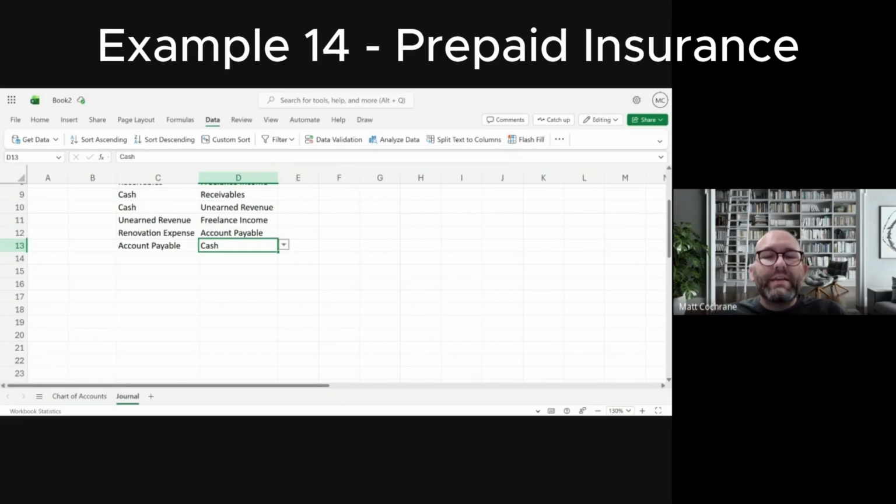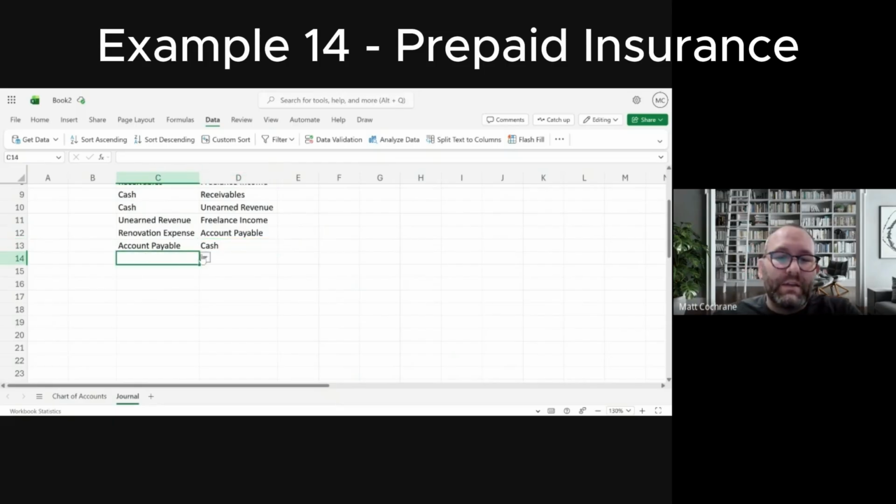Example number 14, a prepaid expense. So in this example, we're going to pay insurance up front. We get a policy, and we're going to pay for this expense all up front. So remember, if we're paying for something, we're taking cash and we're buying something else that's going to give us future benefit, we're just converting the cash to another asset. In this case, the asset is called prepaid expense.